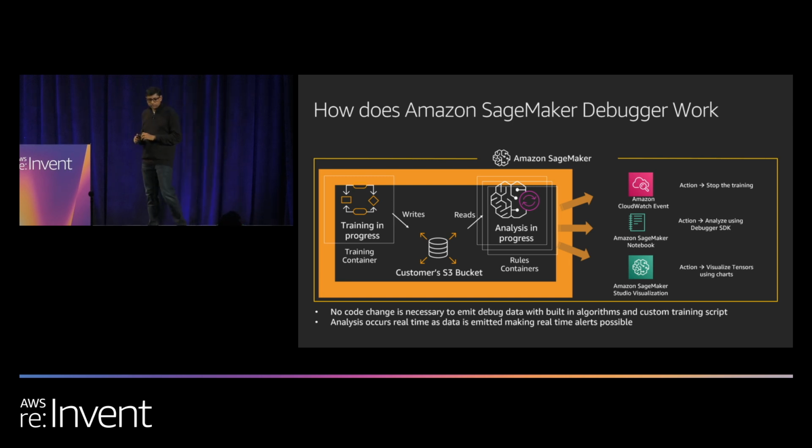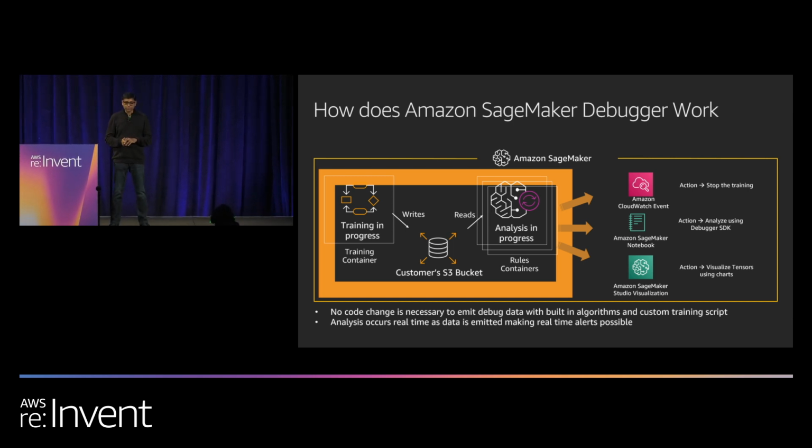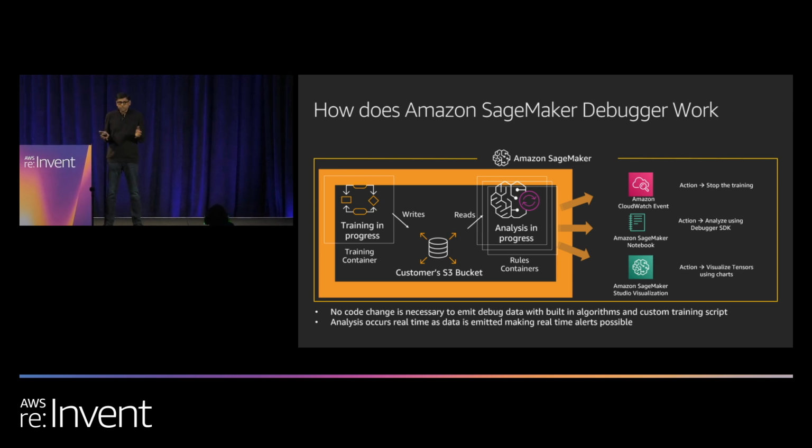I already talked about the SageMaker notebook, where you're in control with the SDK that comes in to do manual analysis. Extremely powerful, because once you fetch the tensors and put them in a NumPy array, you are in full control. It's like you have the data right there, and you can slice and dice it in whatever way you like.